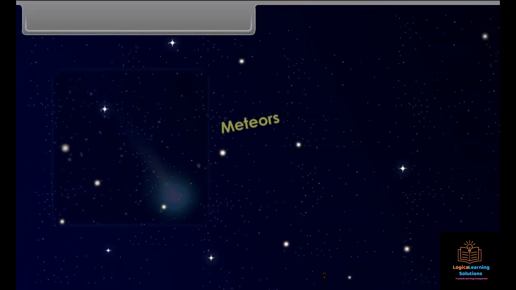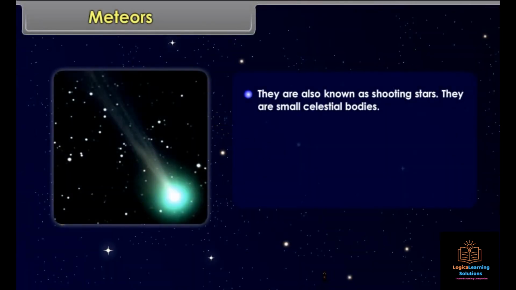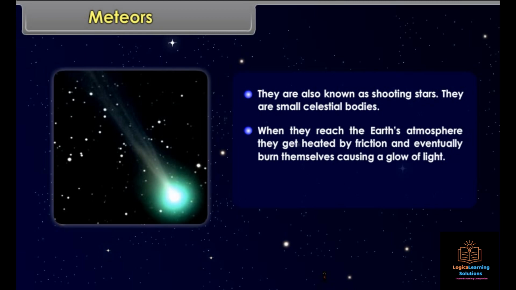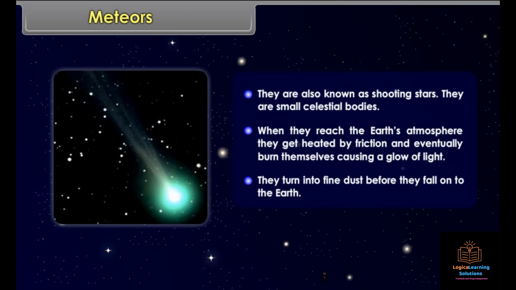Meteors. They are also known as shooting stars. They are small celestial bodies. When they reach the Earth's atmosphere, they get heated by friction and eventually burn themselves, causing a glow of light. They turn into fine dust before they fall onto the earth.